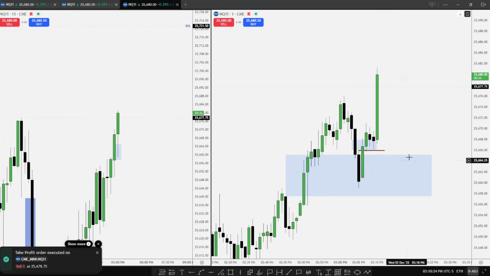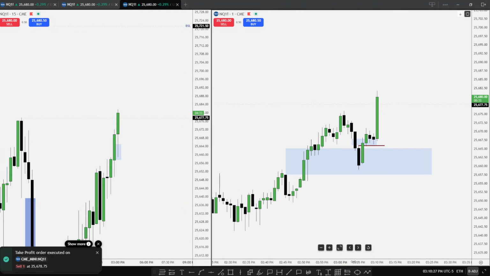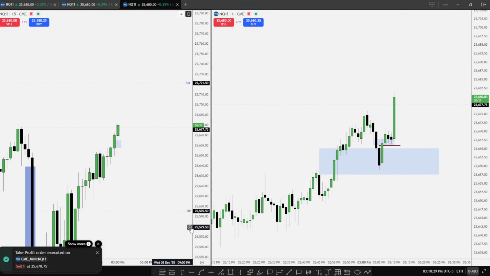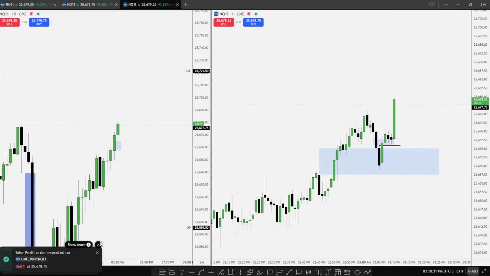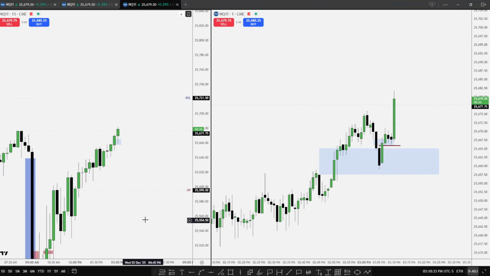And there goes the TP. So that's how I use order flow. I hope it helps some people understand a little bit how to do a top down coming into whatever time it is you're trading.